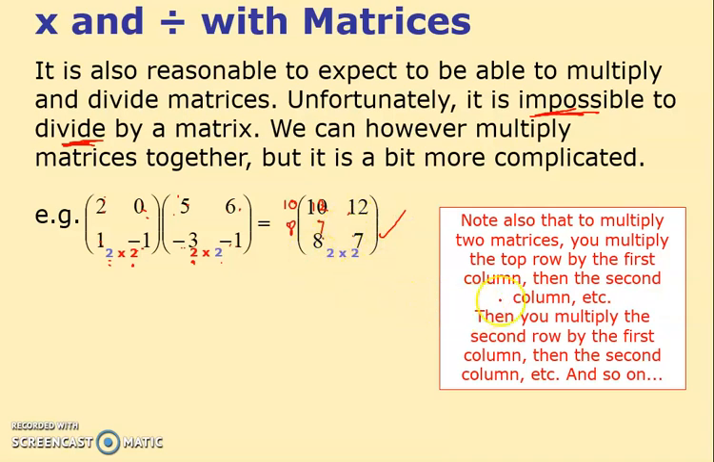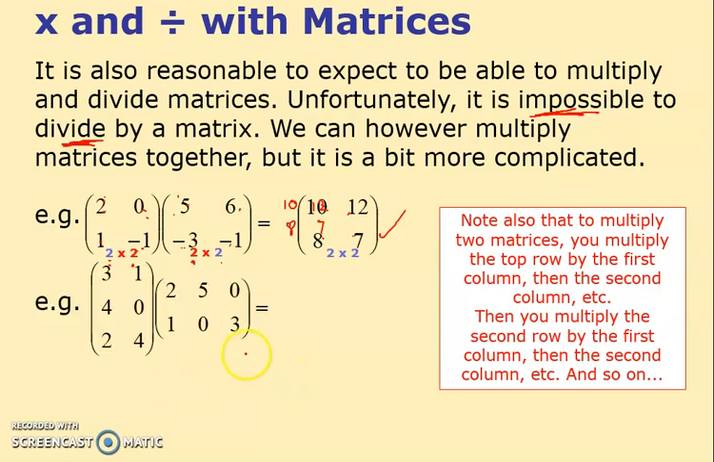Notice then you times the top row by the first column, then the second column, etc. And then the third column if there is one. Then you switch to the second row and do the same thing. If there's a third row, you switch to the third row. So let's go with this one.